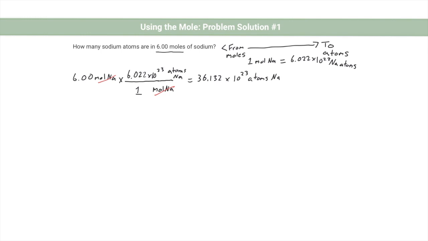Our sig figs here, the least number we can see, is going to be 3 sig figs. And let's convert this to proper scientific notation. Left means larger, increase to 24. So to 3 sig figs, we're going to keep our 1 the same. 3.61 times 10 to the 24 atoms of sodium. And there you go.